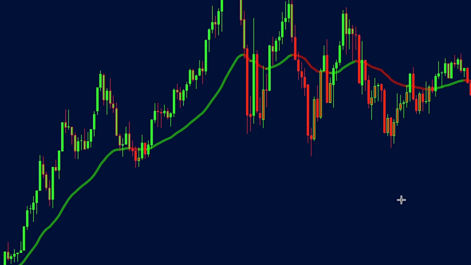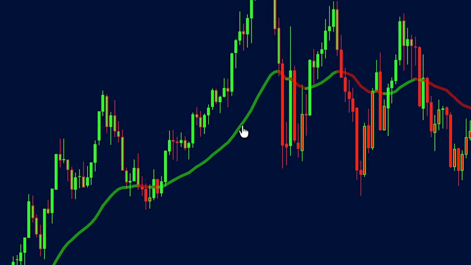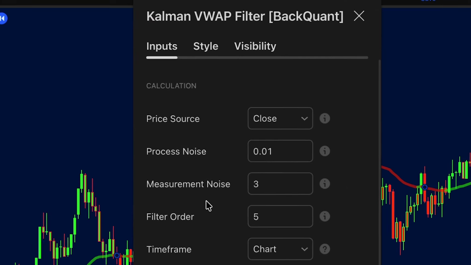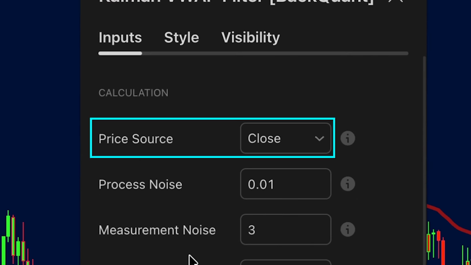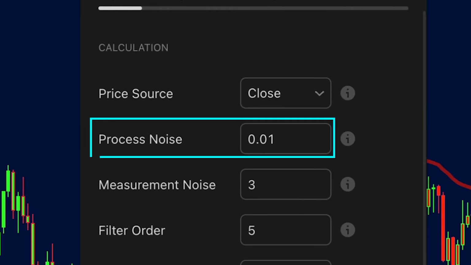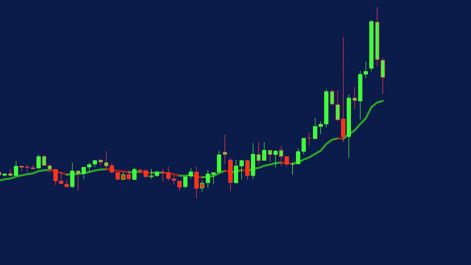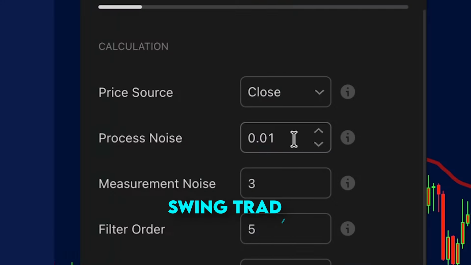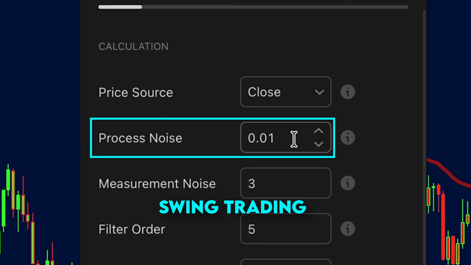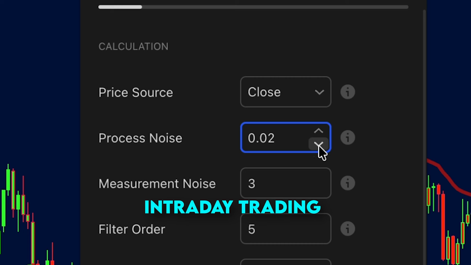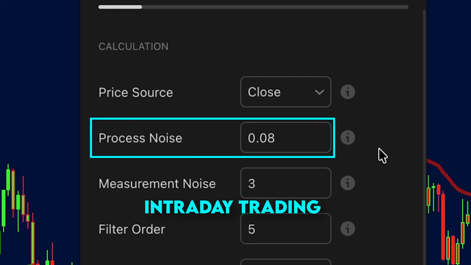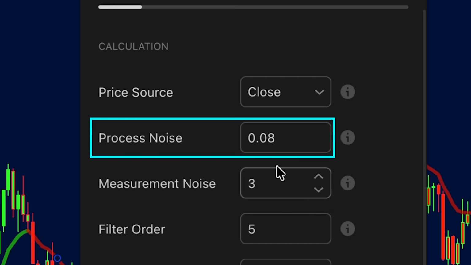Now, to get the best performance from this indicator, let's get your settings right. Double-click on the indicator to access the settings panel. You'll see price source set to close by default. Keep this for most trading. Next, you'll see process noise, which controls how agile the filter responds to price changes. For swing trading on higher time frames like 4-hour or daily, set this to 0.02. For intraday scalping on 5-minute to 1-hour charts, increase it to 0.08 for faster adaptation.